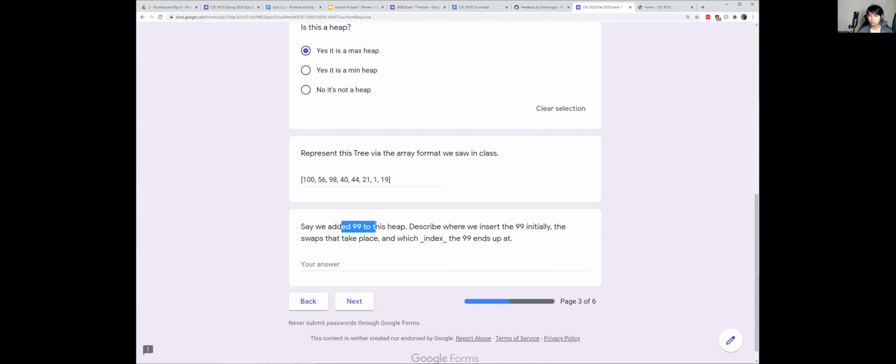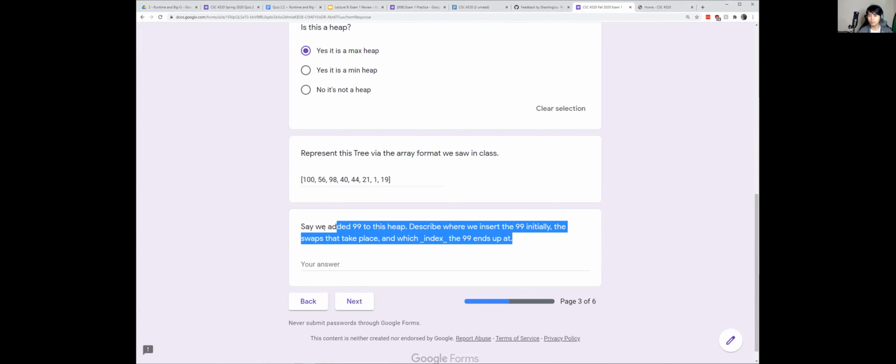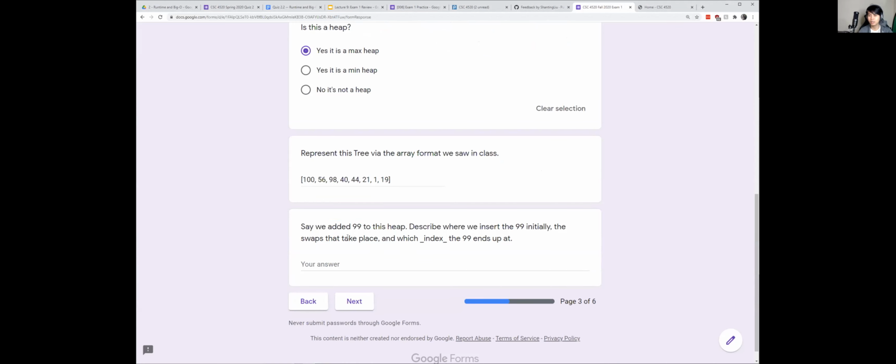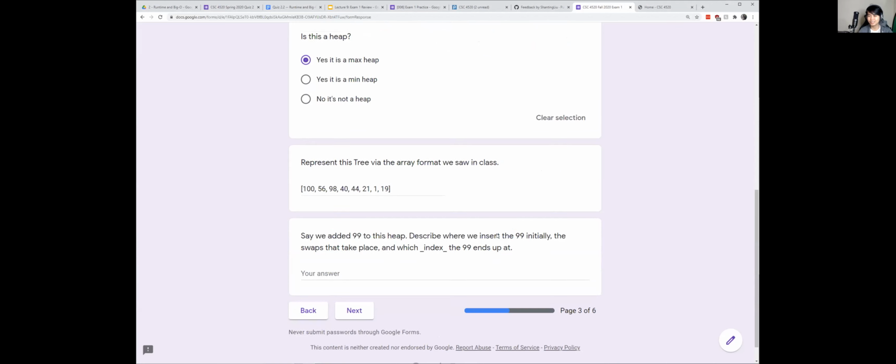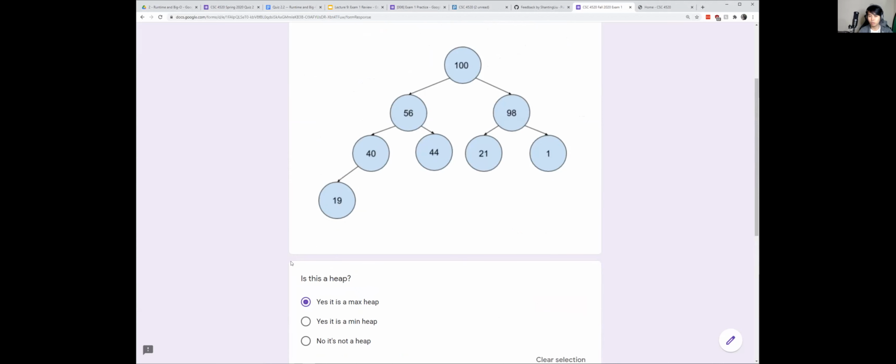Then we're asked to put 99 into this heap, figure out where we inserted the 99 originally, what swaps take place, and which index the 99 ends up at. So if we were working on this, we add a 99 to the next available spot. The next available spot is actually going to be to the right of this 40. So this would be, I think, index 9. 0, 1, 2, 3, 4, 5, 6, 7, 8. Oh, index 8, my bad.